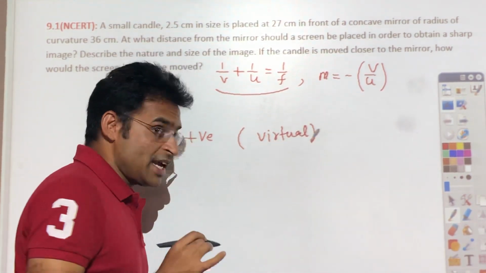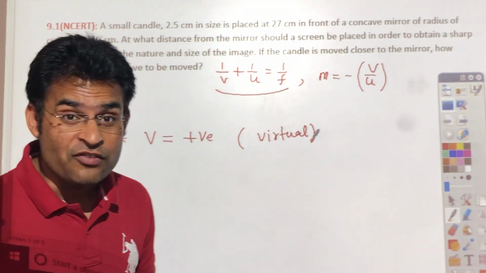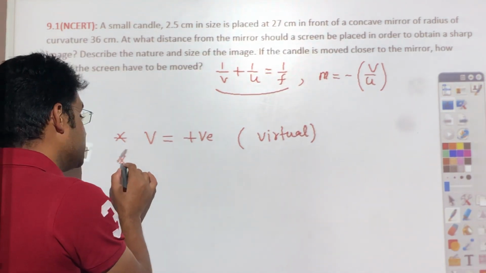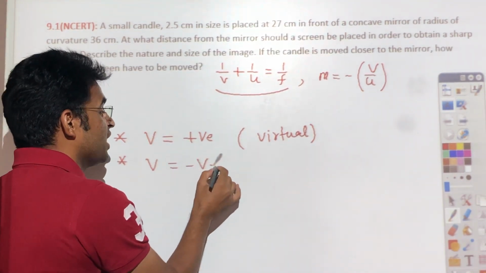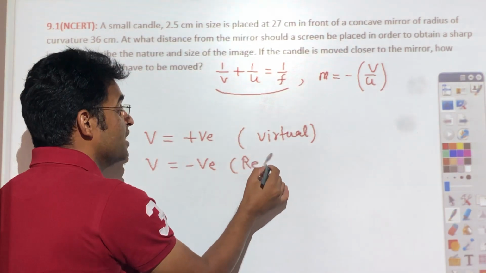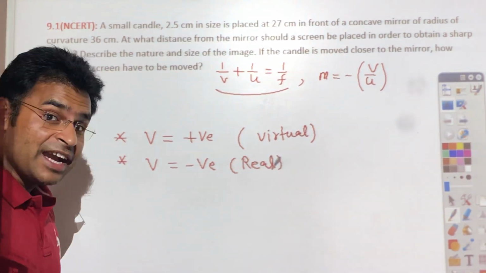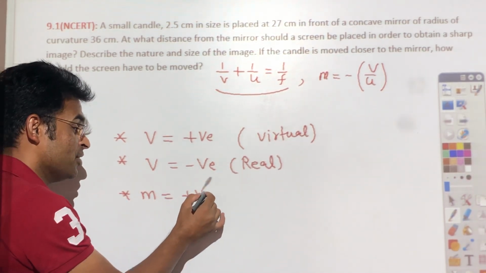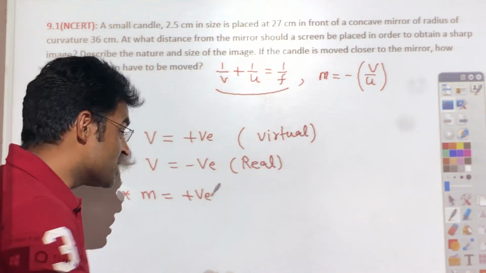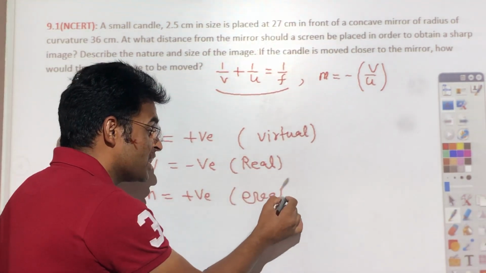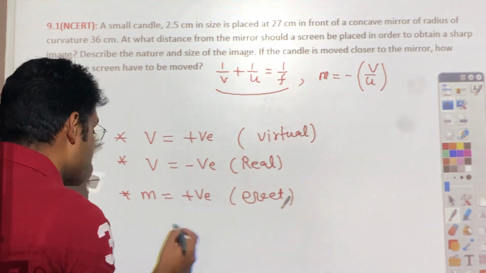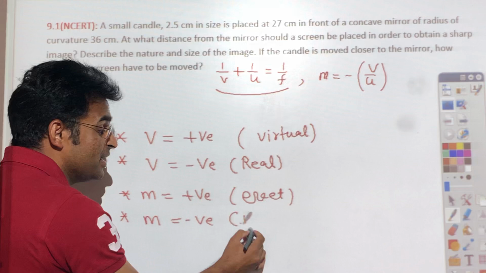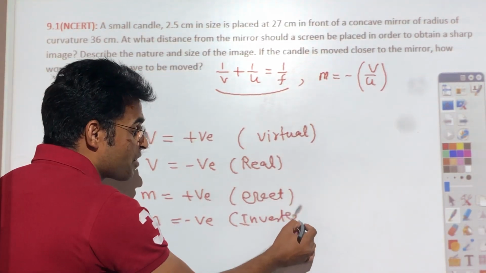So you can decide whether the image is virtual or real depending on the value of v. If v is positive, the image is virtual. If v is negative, the image will be real. And if the magnification is positive, the image will be erect. If the magnification is negative, the image will be inverted.